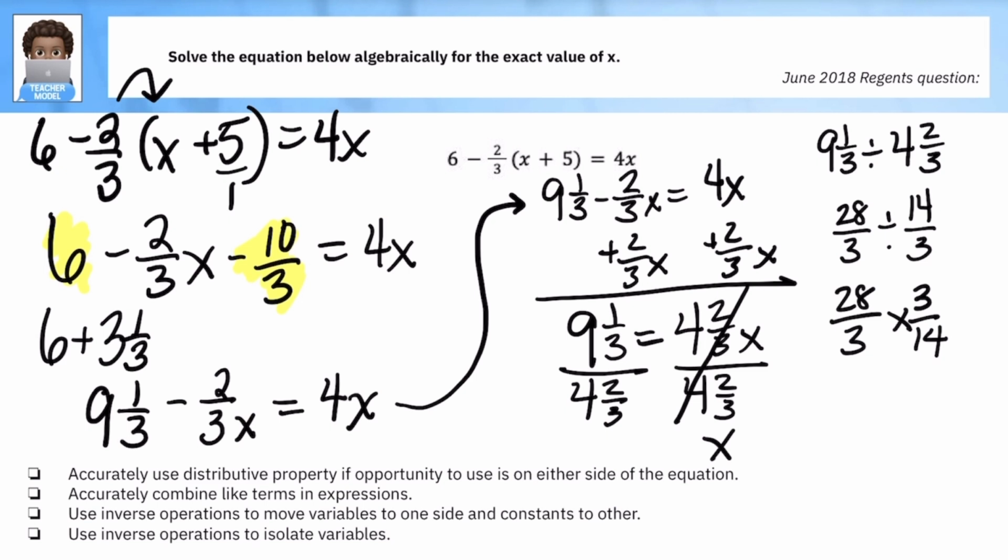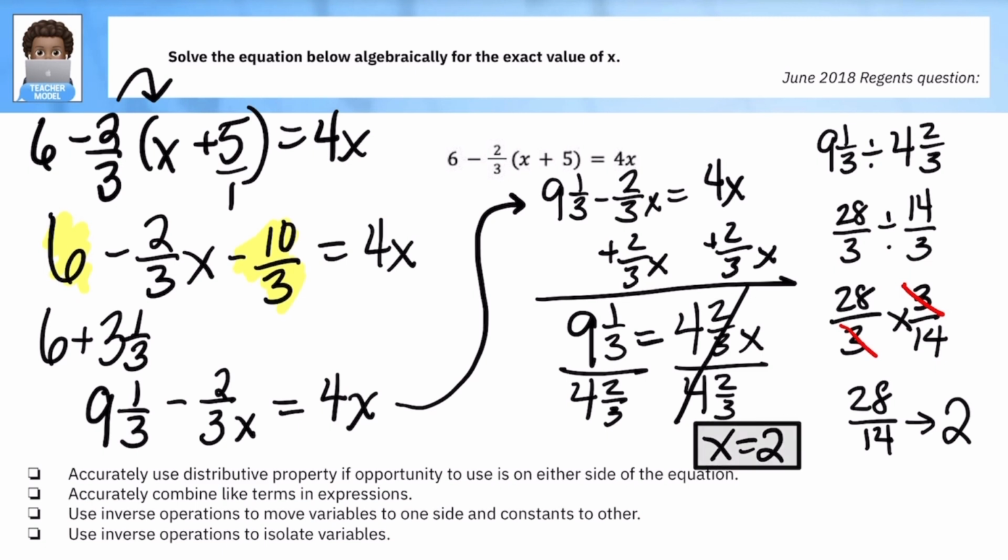All right, and just looking at this part, I noticed that I have a common factor. Just remember when we were doing dimensional analysis, I have a 3 and a 3 here. So they are going to cancel out. It's still going to be 3 divided by 3, which gives us 1. And now that leaves us with 28 over 14, which simplifies to 2. So x is equal to 2. And that's our final answer.